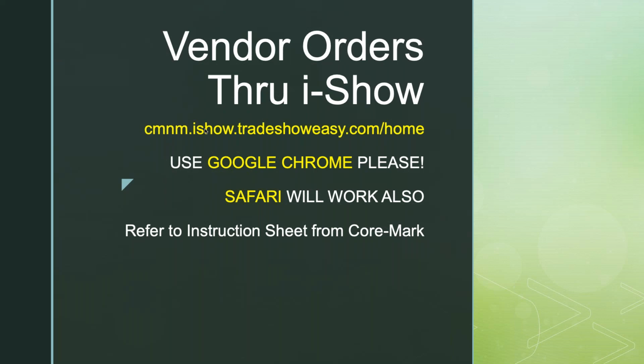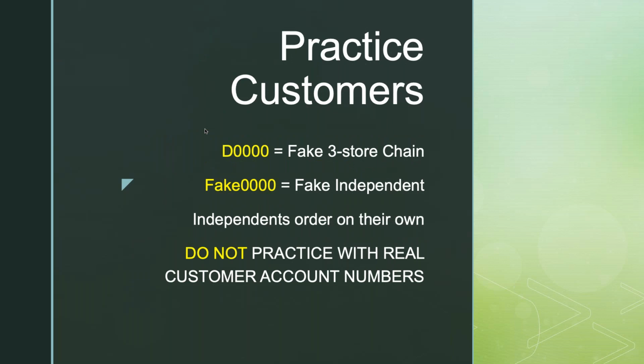This is a Macintosh-based system, so Safari will work also. There are going to be some practice customers here. You can go ahead and put in practice orders using your actual login. The fake orders that you put in should be used with these fake customers, though. We have D0000, which is a 3-store chain, and then we have fake 0000, which is a fake independent. And I'll show you where you'd put that in iShow.